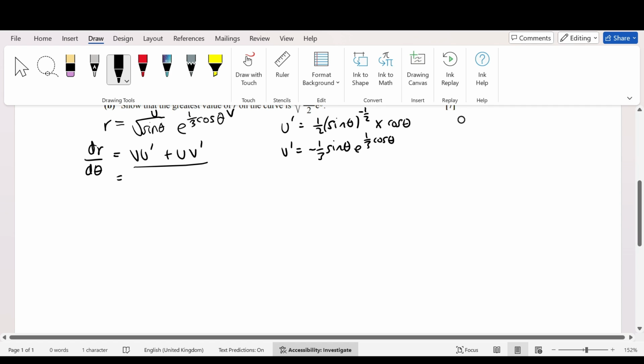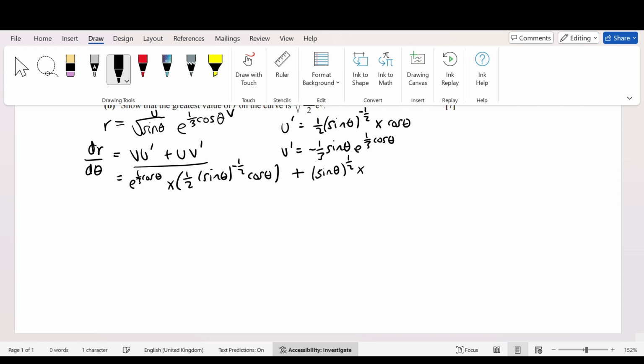Now we're going to put this into the product rule formula. So v is e to the 1/3 cos theta, and then we're timesing that by u dash, which is 1/2 sine theta to the power of negative 1/2 cos theta, and then the next one plus is u v dash. So u is sine theta all to the power of 1/2 times v dash, which is just negative 1/3 sine theta e to the 1/3 cos theta.